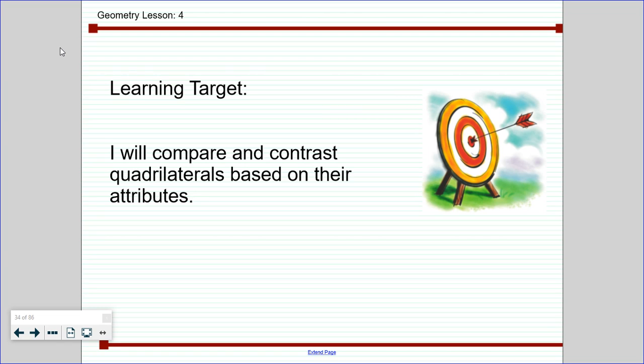Hello, third graders. Today we are going to be learning our fourth geometry lesson, and we're going to take everything we've learned to compare and contrast quadrilaterals based on their attributes. So you remember from ELA that compare and contrast means to talk about the way things are alike and to talk about the way they are different. So we will be doing that with quadrilaterals, but we will be using geometric vocabulary in order to describe the ways they are alike and describe the ways they are different.